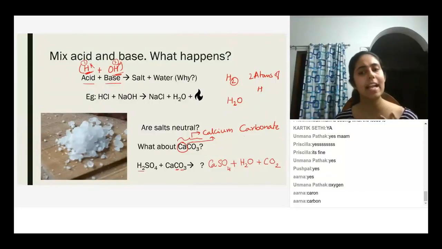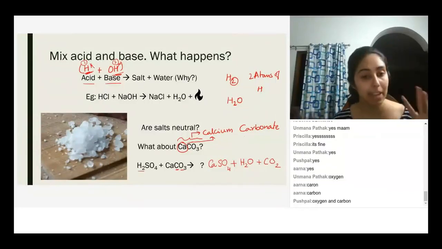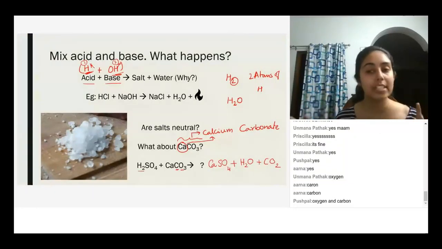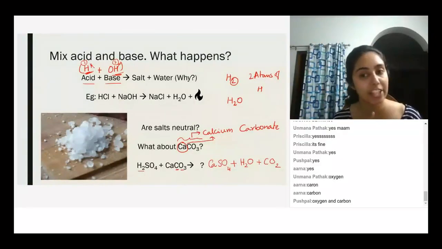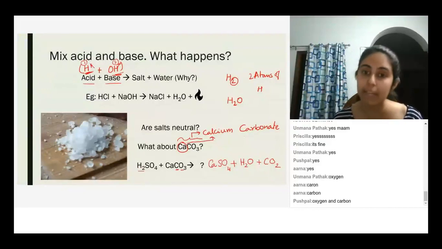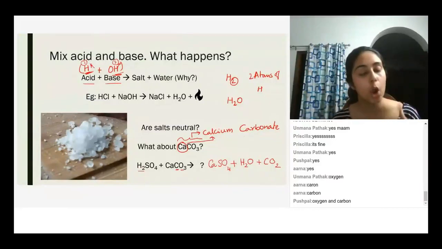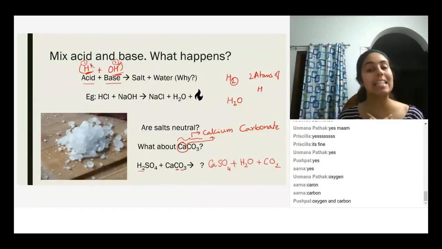What happens when I add CaCO3? By the way, CaCO3 is a salt. Notice how CaCO3 does not have any hydrogen, and it does not have any OH. So it does not have any H plus ions, it does not have any OH minus ions. So it is a salt, okay? Now, is it a neutral salt? Let's find out.